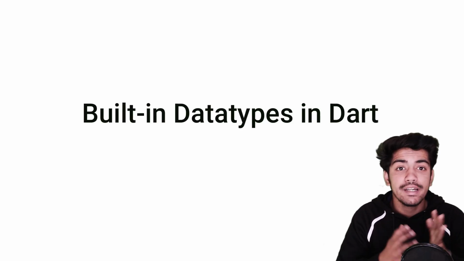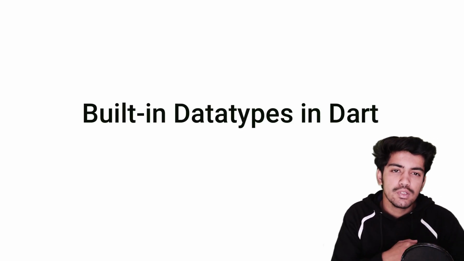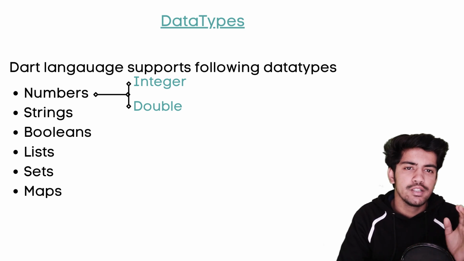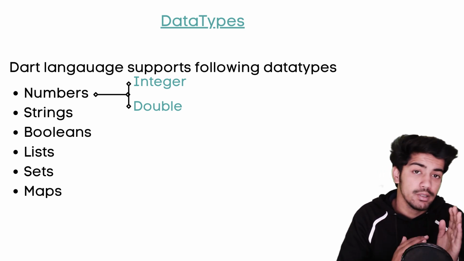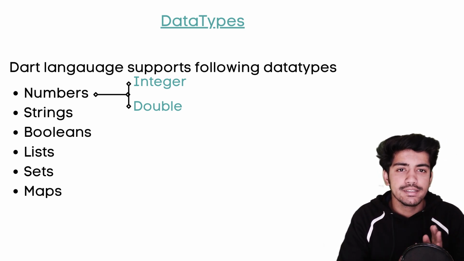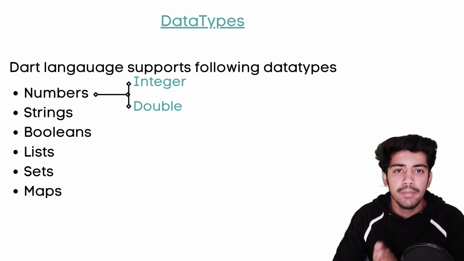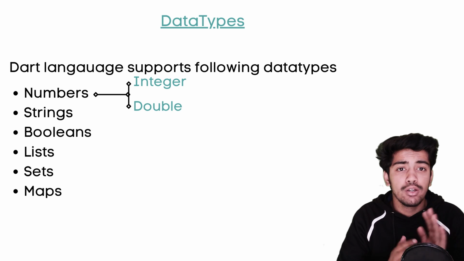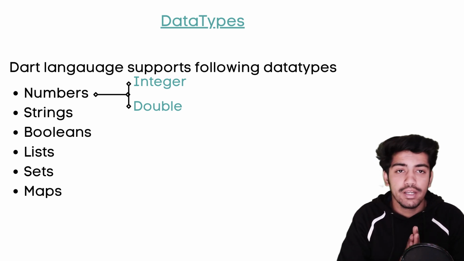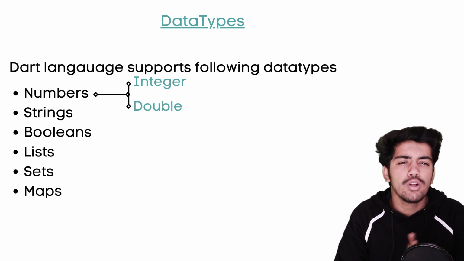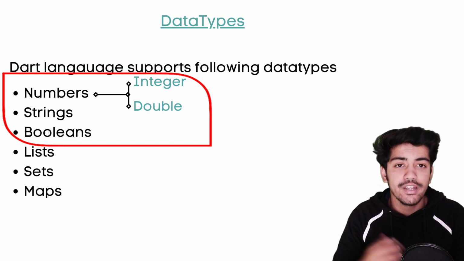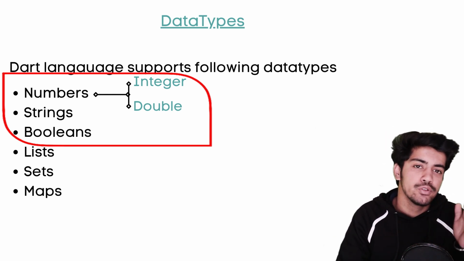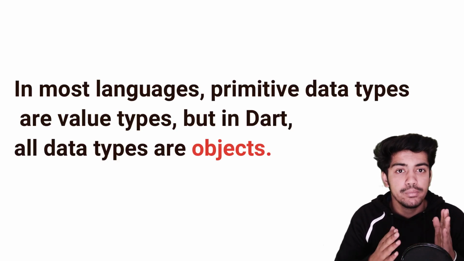Let's talk about built-in data types in Dart. Here we have numbers, which are subdivided into integer and double, strings, booleans, lists, sets, and maps. Also note that here we don't have anything like long and float. For now, we will only focus on these data types. Don't worry, we will discuss others in our future videos. Also note that everything in Dart is an object.